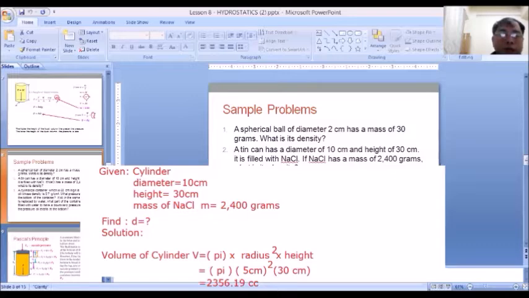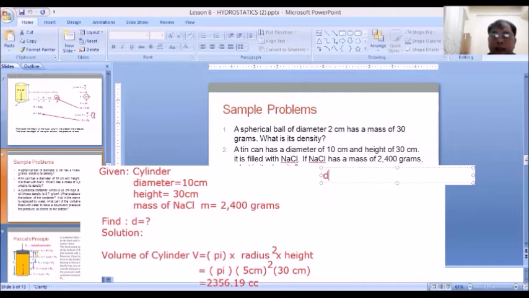Eventually we will have the volume of our cylinder to be this much: 2,356.19, if we multiply the given values based on our formula. If the diameter is 10 again, the radius is half of 10. That's why we have here 5 cm, multiplying it with the height. Now we are ready to find the density D.